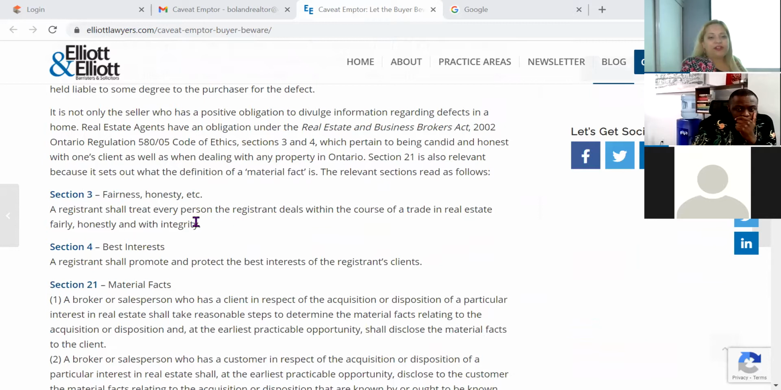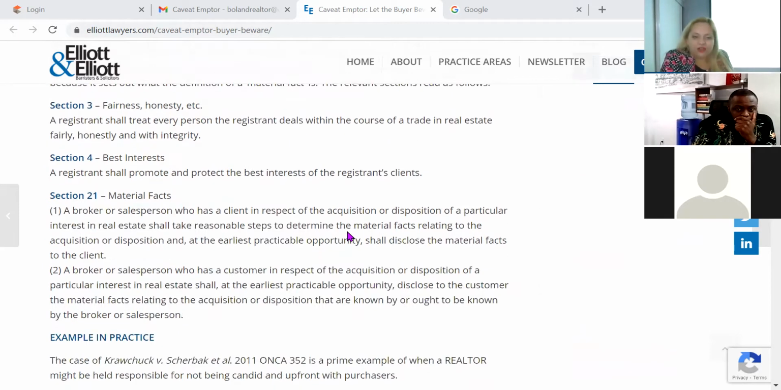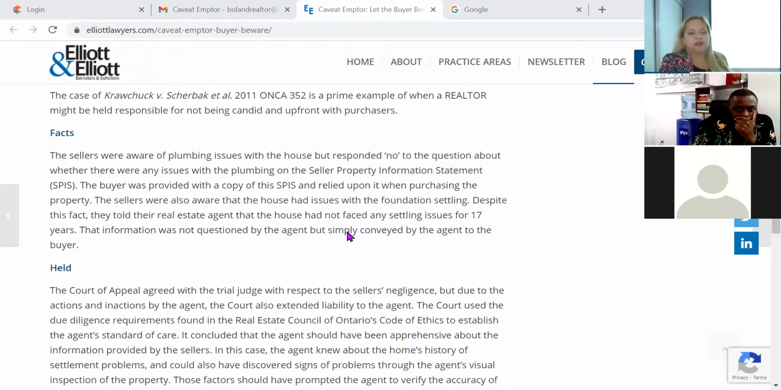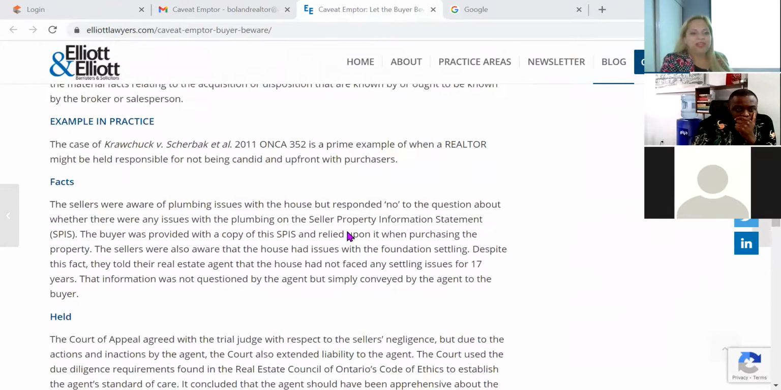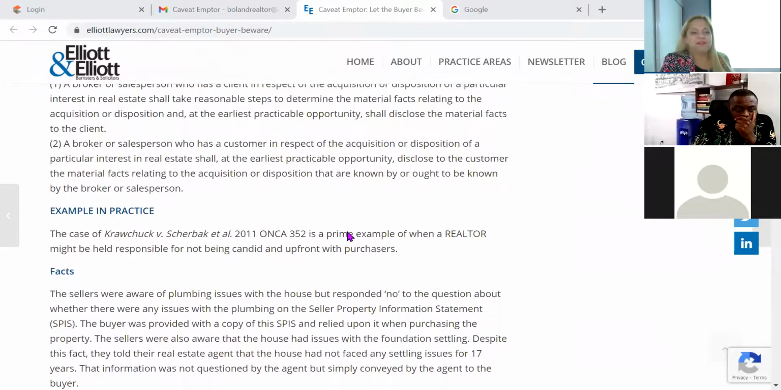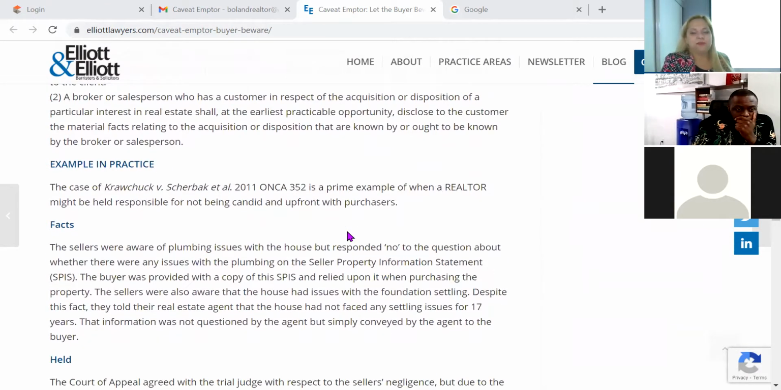See, we talk about fairness, honesty. We have to treat every person the registrant deals with in the course of the trade of real estate fairly, honestly, and with integrity. So we have to remember that if you feel like you're hiding something, it's probably something that you should disclose, right? If it's something that worries you. Okay. So we have a couple of examples in this article, which is why I like to pull it up.